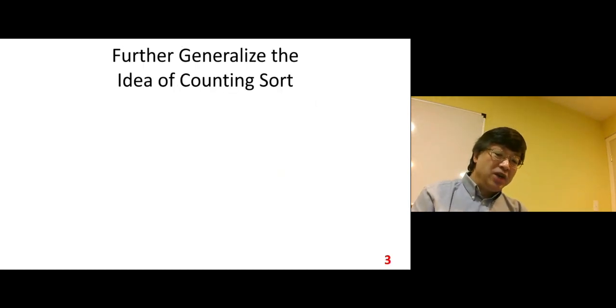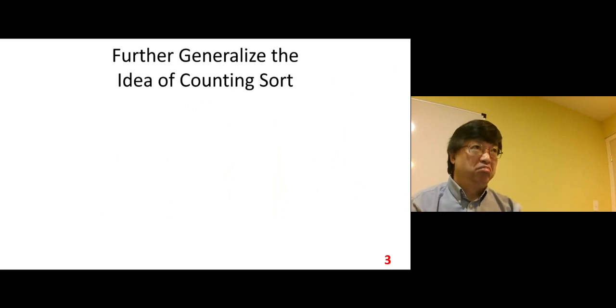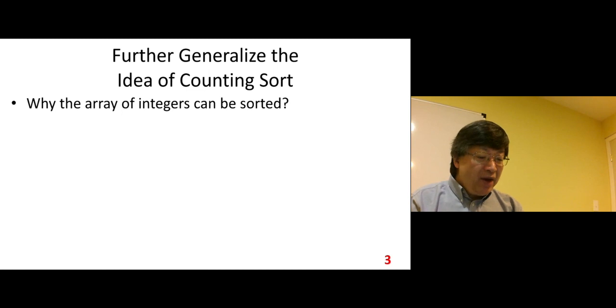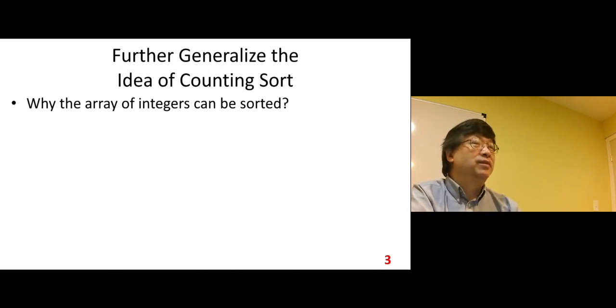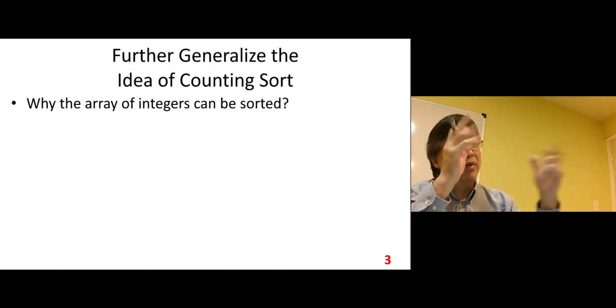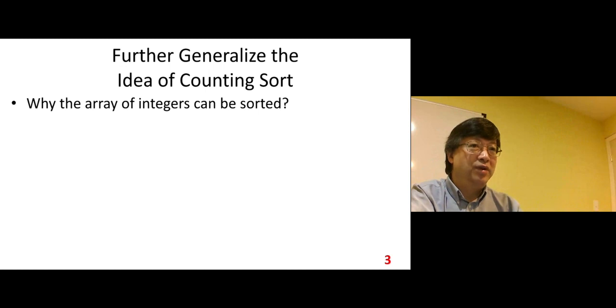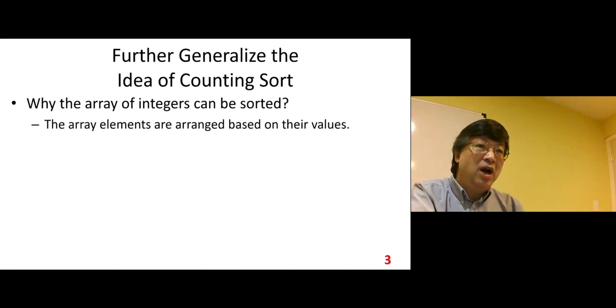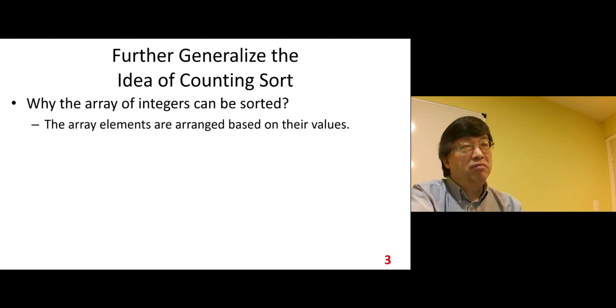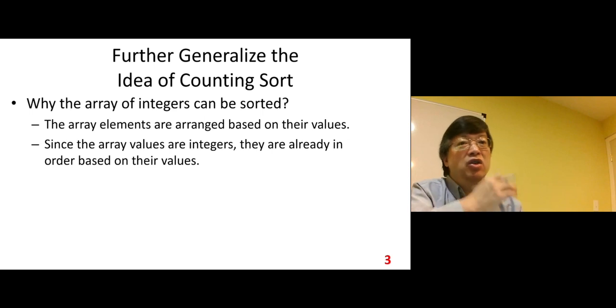Next, further generalization, the idea of the counting sort. Why can the array of integers be sorted? We want to see the reason behind it. So we try to summarize a little bit. After we learn this algorithm, we want to summarize the main points. The array elements are arranged based on their values. So we know that's the sorting. Since the array values are integers, they are already in order based on their values.